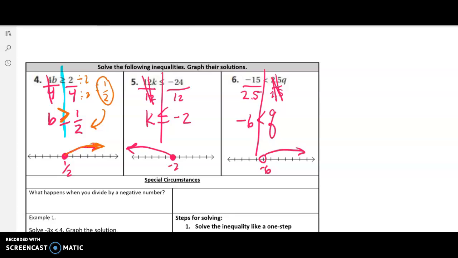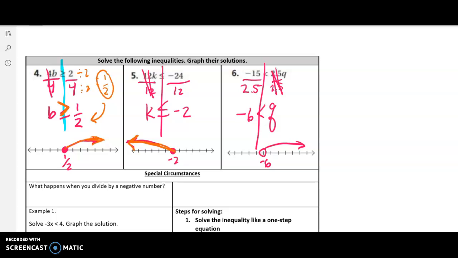12k is less than or equal to -24, so divide by 12 on both sides. -24 divided by 12 gives me -2. K is less than or equal to -2. So this is pointing in the direction it needs to go because K is on the left. So it should be everything below -2.